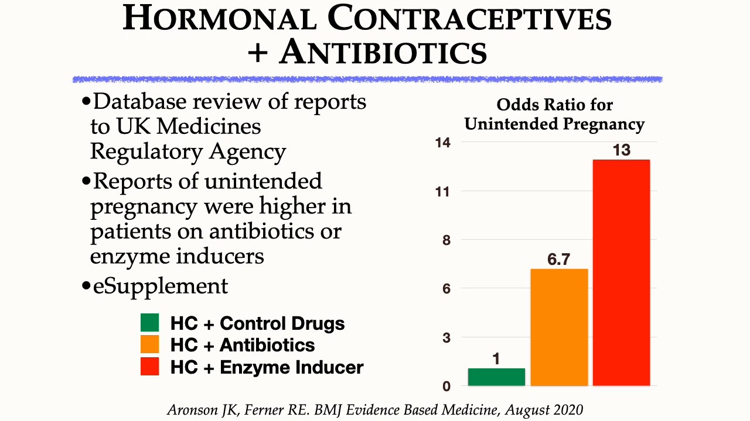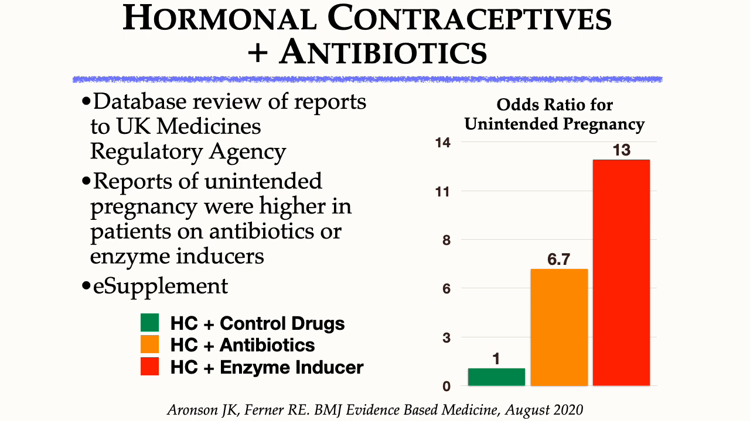1920, Aronson and Ferner, and Aronson is one of the most respected clinical pharmacologists in the world. He's an MD from Oxford, and he did a very careful report looking at reports to the UK Medicines Regulatory Agency, many thousands of reports. And what they found was reports of unintended pregnancy were higher in patients on antibiotics or enzyme inducers. You see the green one, these were people on control drugs where they didn't expect anything.